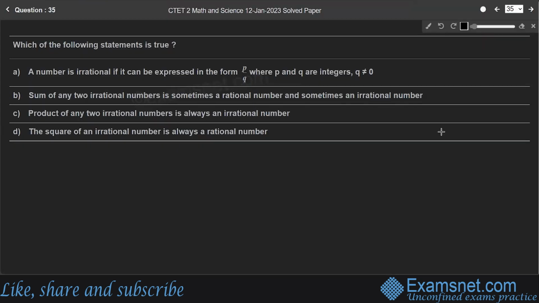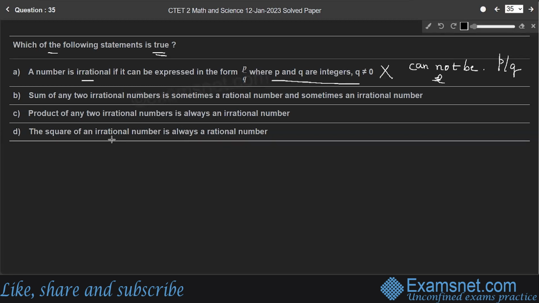Question 35. Which of the following statements is true? Option A: a number is irrational if it can be expressed in the form of p by q, where p and q are integers and q not equal to 0. So students, a number is irrational if it cannot be expressed in the form of p by q, right? Therefore, option A is not true. When it cannot be expressed in the form of p by q, such numbers are called irrational numbers.